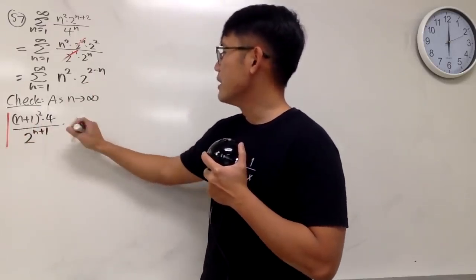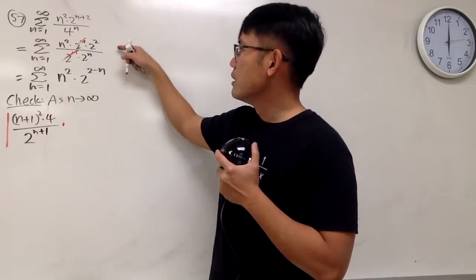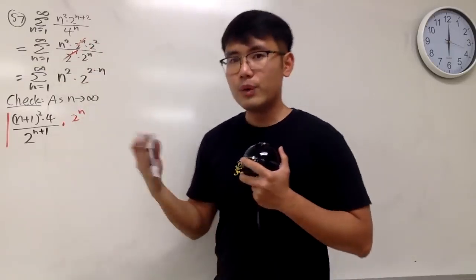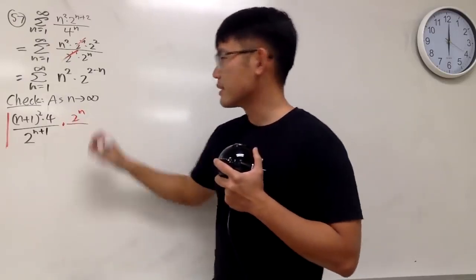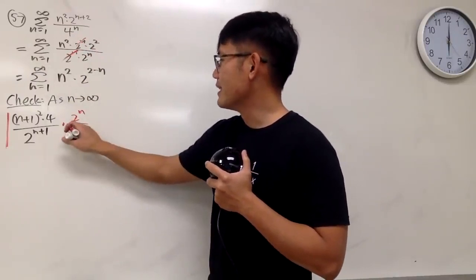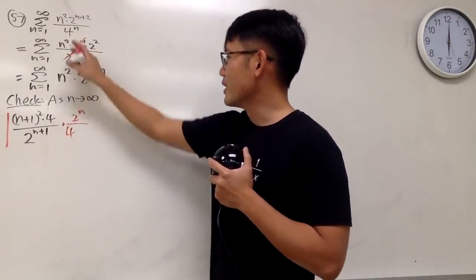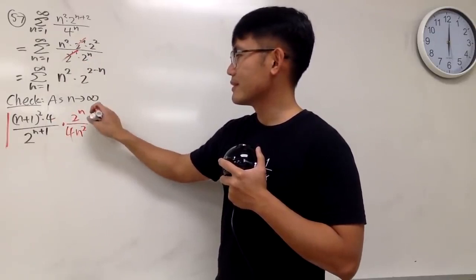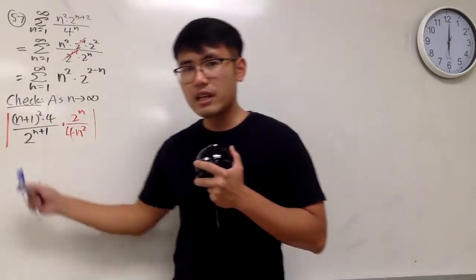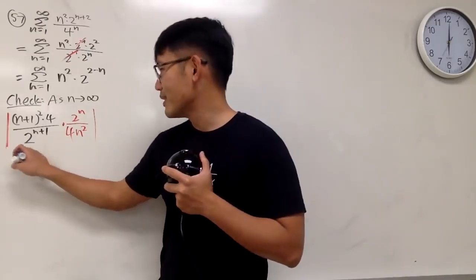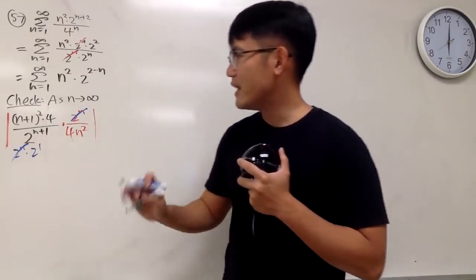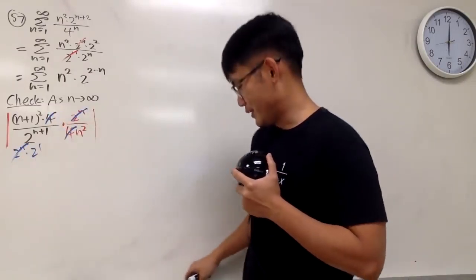Times the reciprocal. So I will look at 2 to the n first on the top, and we do that over this and that. So let's put a 4 first, and then n squared. Now here is the deal. This right here, we can do what? 2 to the n times 2 to the first, cancel, cancel. Very nice. Let's carry the 4.